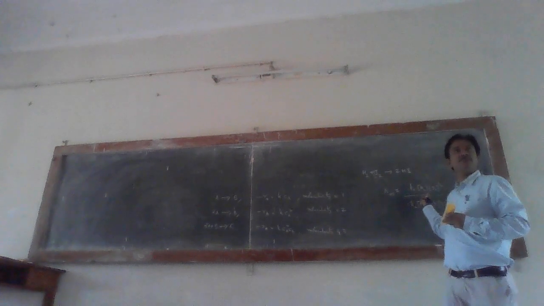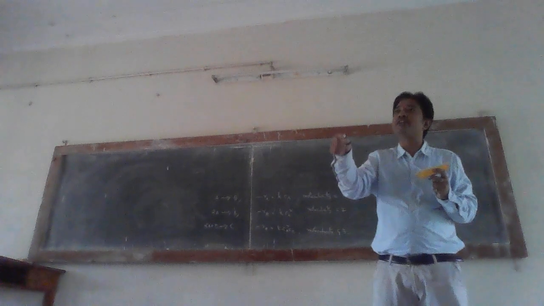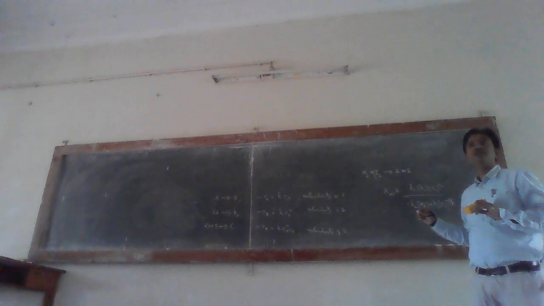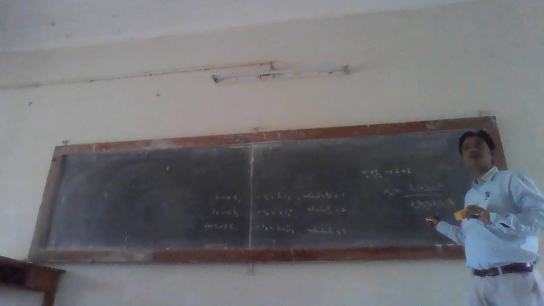For non-elementary reactions, there is no molecularity concept. What is the molecularity definition? Number of molecules involved. But for non-elementary reactions, it is saying there is some half, 1/3, 1/5, sometimes 1/8. That's why the rate expressions do not correspond to the stoichiometric equation. Is it clear or not?